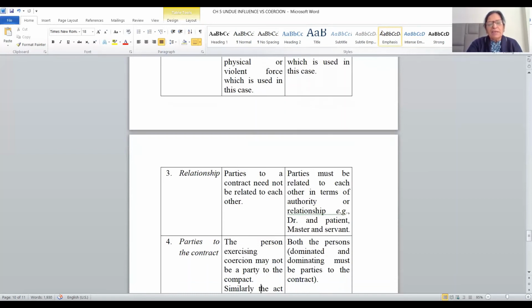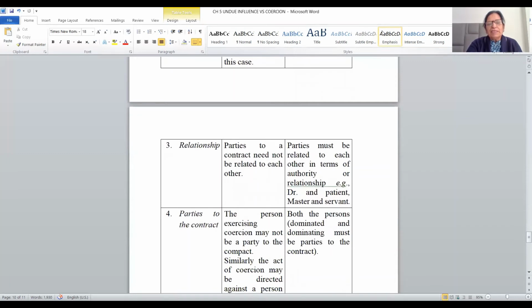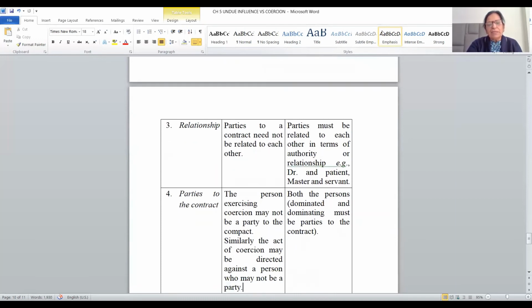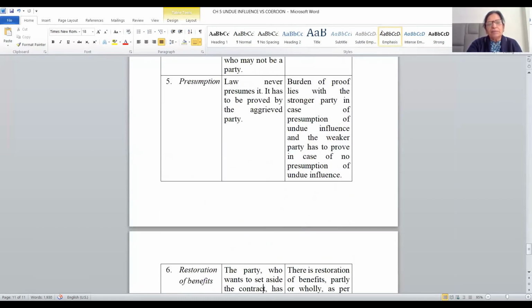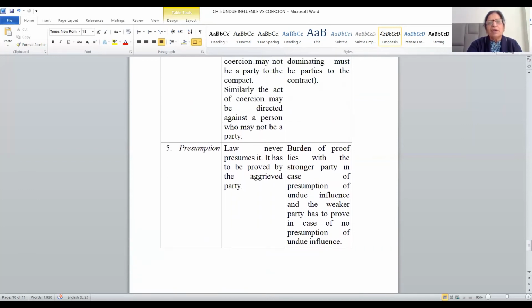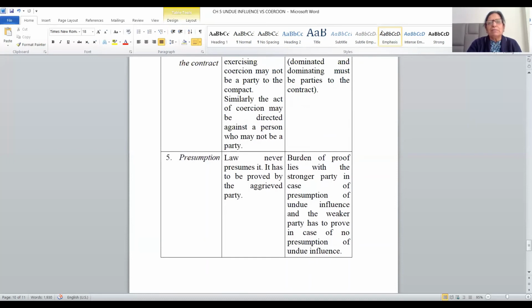Then fourth is parties to the contract. The person exercising the coercion may not be a party to the contract. Coercion may be exercised by a person who may be a party or a stranger. And similarly, coercion can be exercised against a person who may be a party or stranger. But undue influence must be exercised by a person, and the persons must be parties to the contract, dominating party and dominated party.